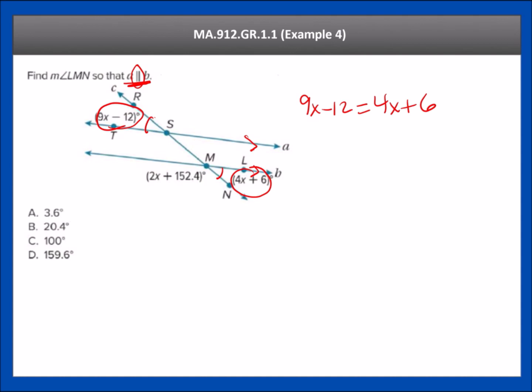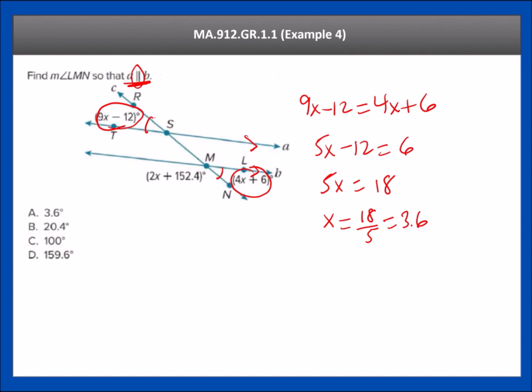All right, so solving this, I'm going to subtract 4x on both sides. If I do so, I get 5x minus 12 equals 6. Next, I'm going to add 12 to both sides. That gives me 5x equals 18. And then finally, I'm going to divide by 5 on both sides. So that gives me 18 over 5. 18 divided by 5 is 3.6.